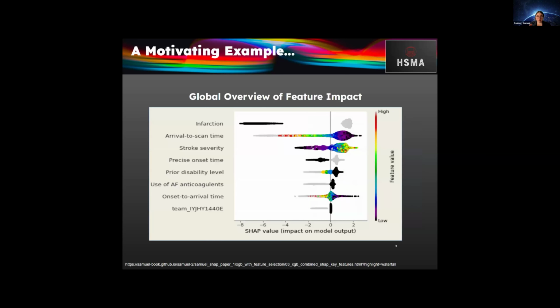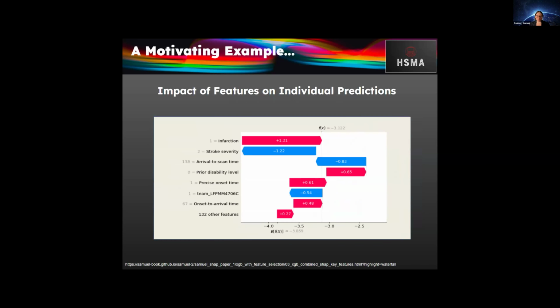Now, by the end of today, you'll be able to produce plots like this for global overviews of feature impact for any black box model that we've worked with. And you will be able to understand and explain exactly what this plot is doing and how to interpret it. You'll also be able to understand the impact of the features on an individual prediction for an individual patient, which can be a really powerful way of starting to tease apart what's happening, how the features interact, how your model is working at a really kind of intricate level.